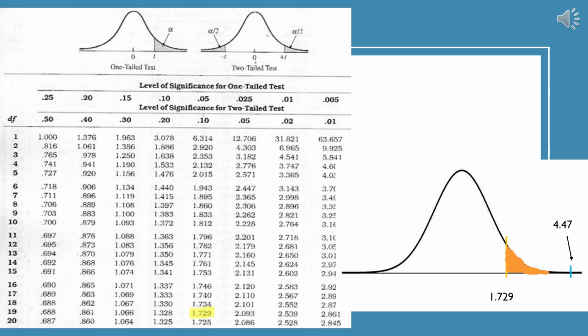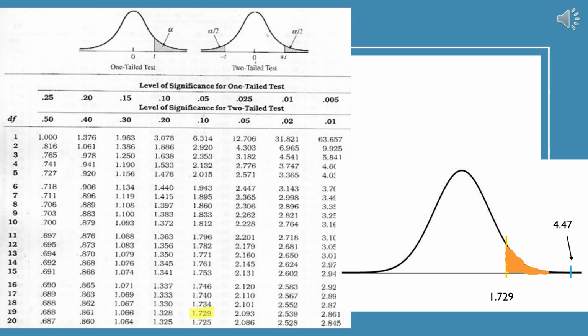So we put that on the graph over here, and you can see that an observed t-score of 4.47 is way, way, way to the right. It is way more extreme than the critical t of 1.729. So our observed t-score does indeed fall in the critical region, and therefore we can reject the null hypothesis and conclude that there is significance here.